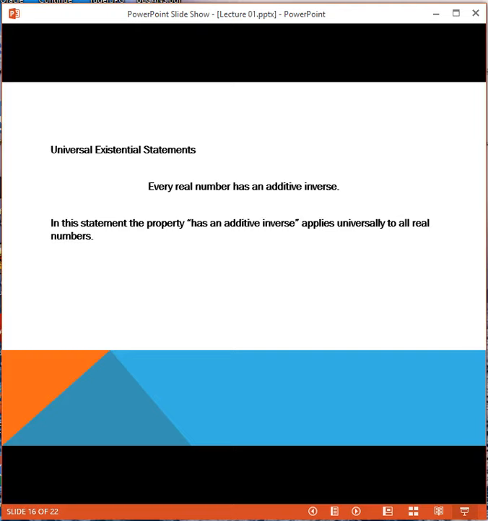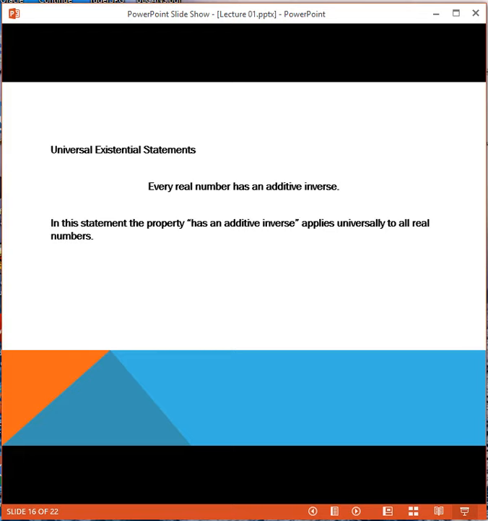Another combination we can have from our three fundamental types, universal, conditional, and existential, is a universal existential statement. A universal existential statement is universal because its first part says that a certain property is true for all objects of a given type, and it's existential because its second part asserts the existence of something.